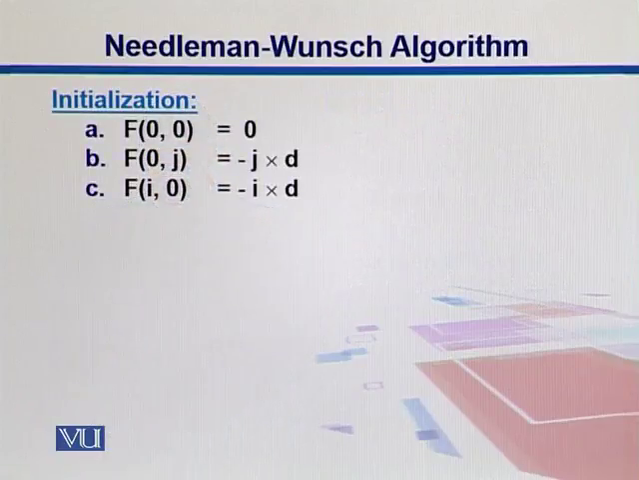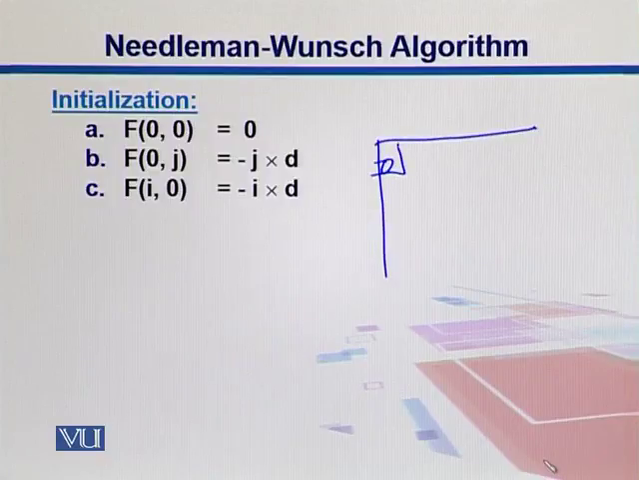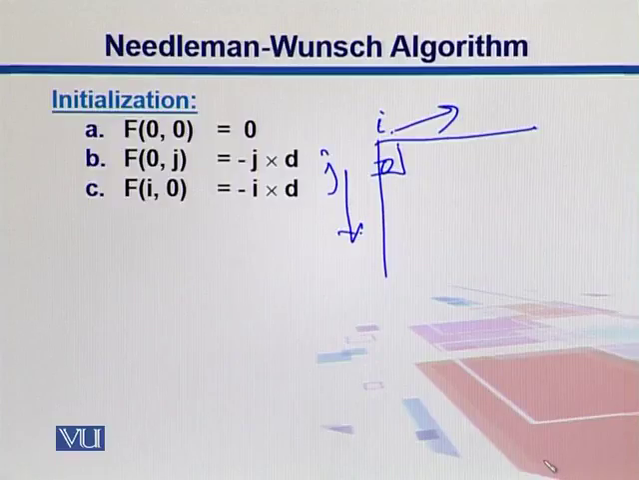So here we do initialization. We take the first cell and we put 0 in it. Here are our columns and rows, and I'm talking about this cell, so we put a 0 over here. For example, we have this I which is running this way and J which is running this way, so minus J times D. We put 0 initially and then we move in this direction, and we keep on adding those gap penalties. Anything can be I or J, don't worry guys.